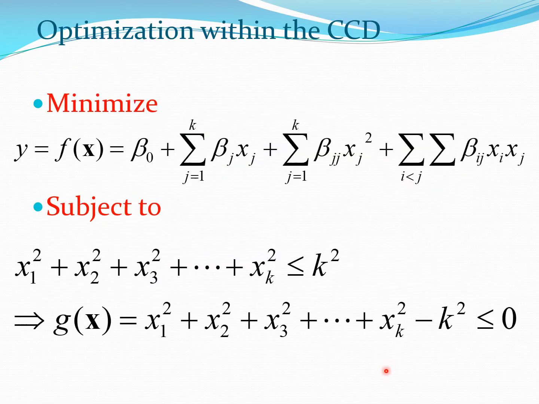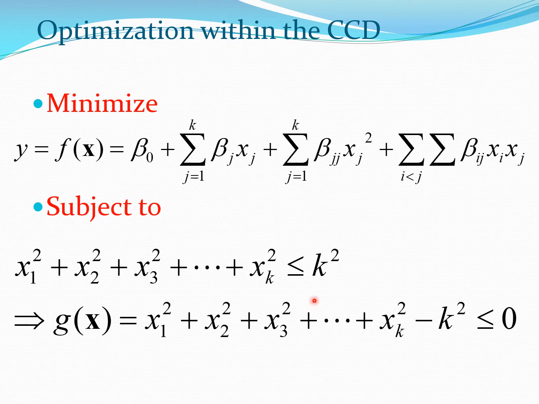So let us go back to our CCD problem and frame it as a problem to be valid within a trust region. So recall that our function to be minimized is a quadratic response surface. You have the constant term, the linear term, the curvature term, and the interaction terms. And all these regression coefficients beta 0, beta j, beta jj, and beta ij. And essentially, you minimize this particular function subject to a constraint.